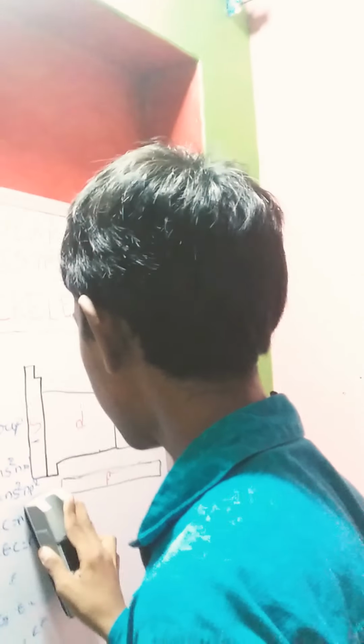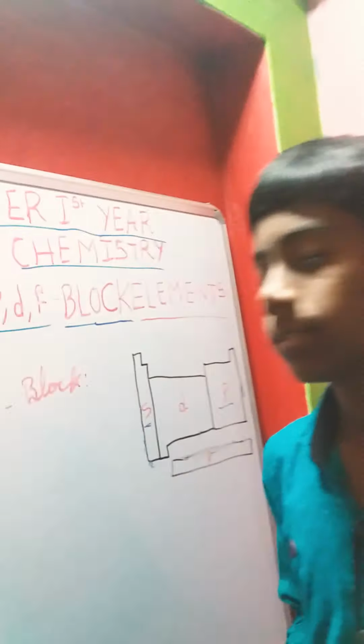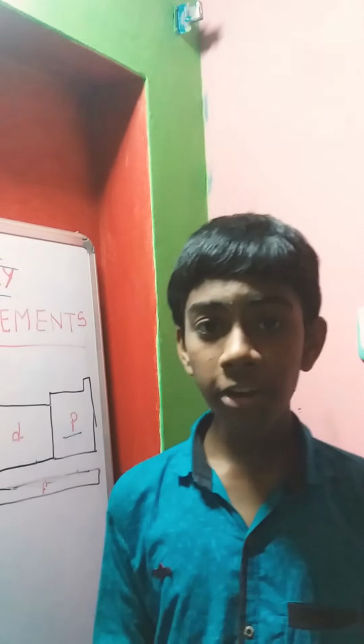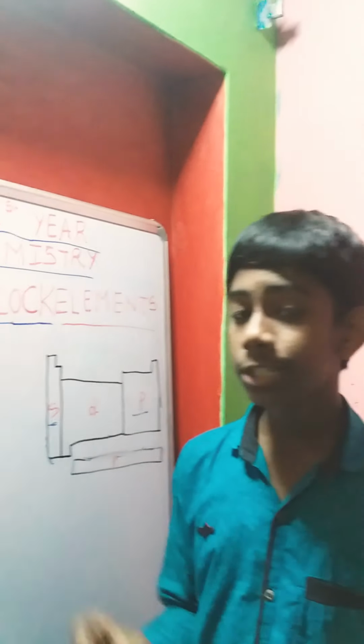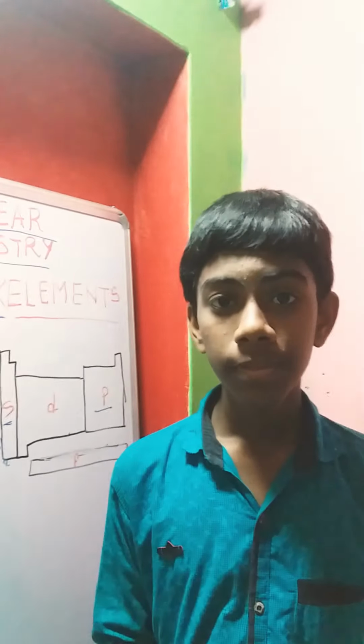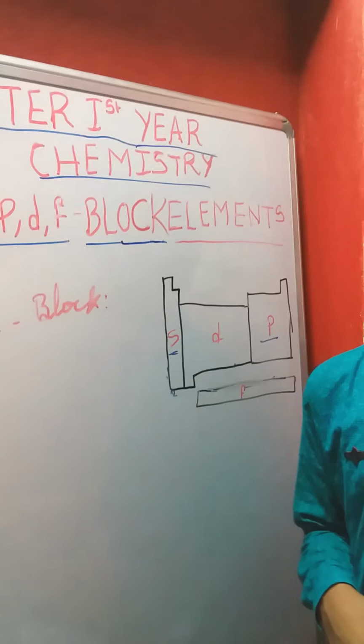And third one, D block elements. The elements in which the differentiating electron enters into the penultimate (n-1) d subshell are called D block elements. It has 10 groups.